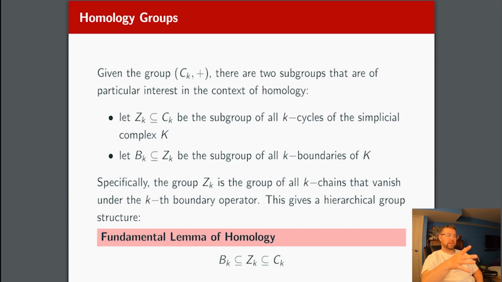And these three naturally give this hierarchical structure. This is just called the fundamental lemma of homology, where B_k is a subgroup of Z_k, which is a subgroup of C_k, which is great. This also gives us an intuition on how chains, cycles, and boundaries connect, which is pretty cool. So I have chains. From chains I get cycles. From cycles I get boundaries. That's kind of the idea.